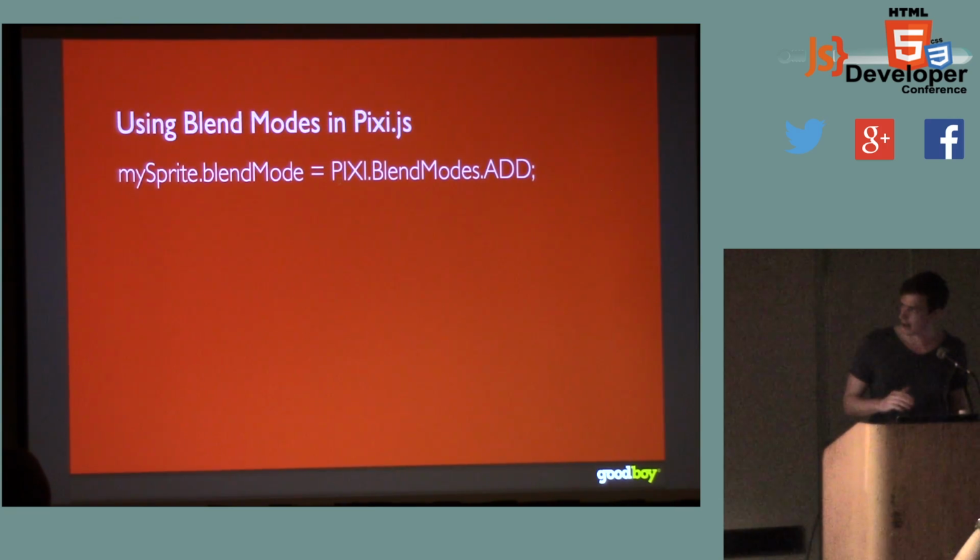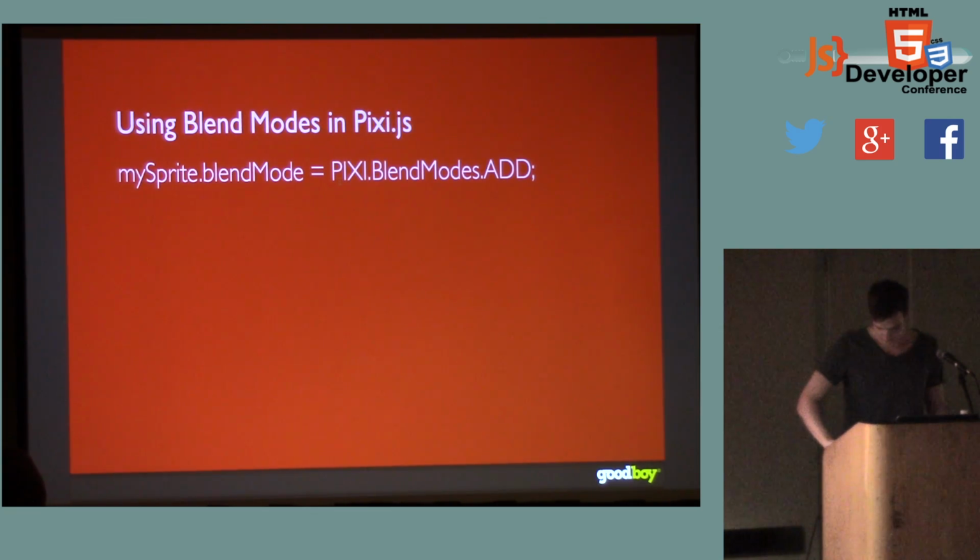Any sprite can have a blend mode set, so you literally just go my sprite dot blend mode, and then you pick a blend mode. In this example, add, which is definitely my favorite one. The cool thing is if the blend mode isn't supported in the browser you're using, Pixie will just give it the default one, so it will gracefully degrade. Cool, and that's that. All pretty simple.